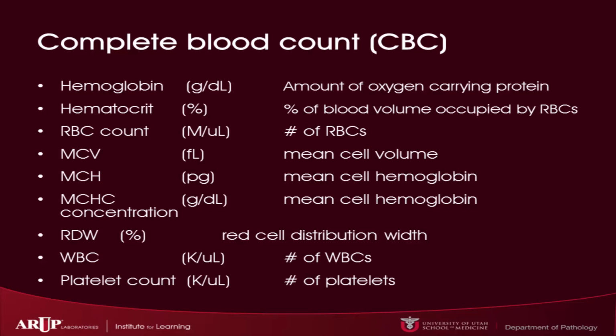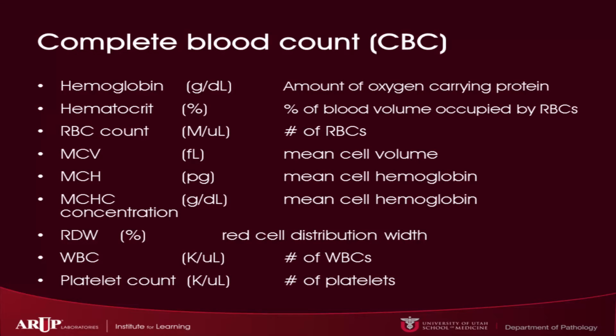MCV, MCH, and MCHC. So MCV basically tells us about the size of the red blood cell. It's the mean cell volume. And this is one of the most important parameters in our diagnostic workup of anemia, whether it's a microcytic anemia or a macrocytic anemia or a normocytic anemia.